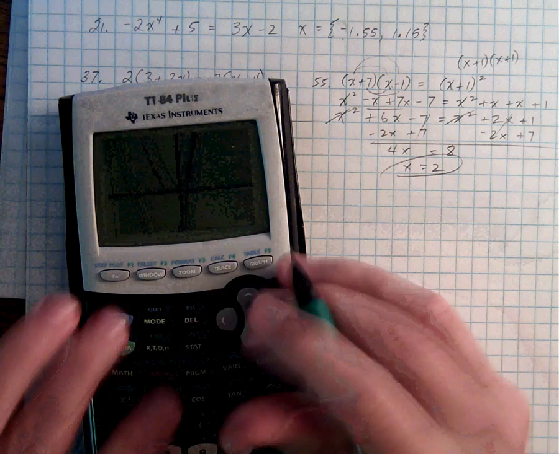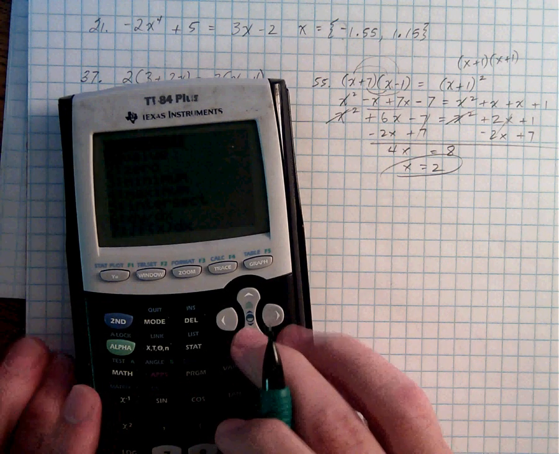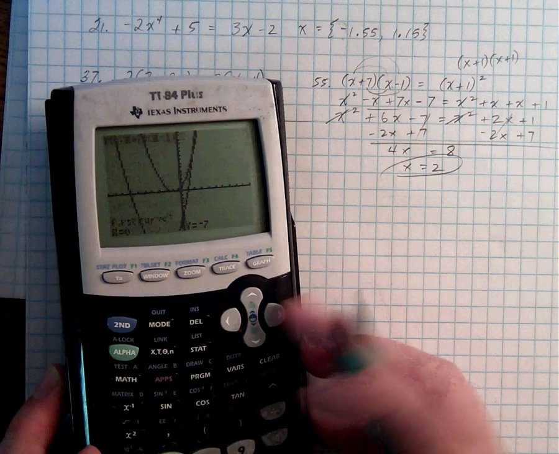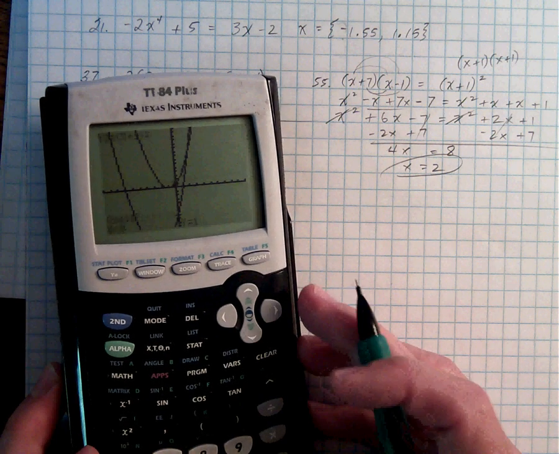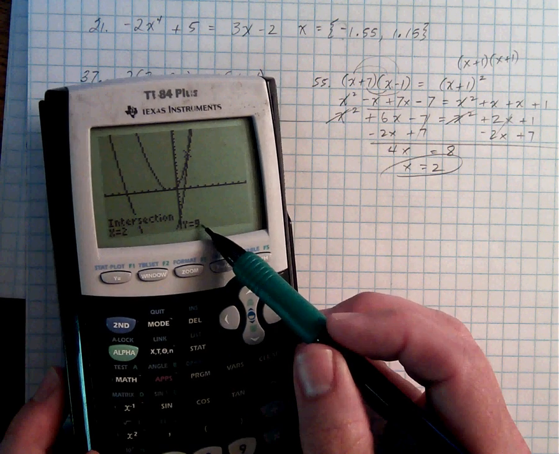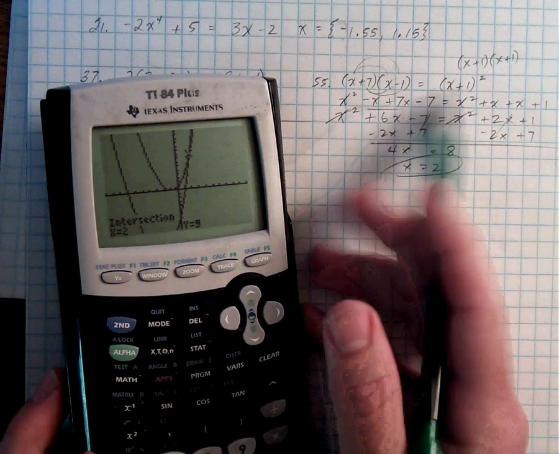So second trace, intersect, enter, enter, enter, and we get x is 2. So when y is 9, x is 2 for both of those graphs.